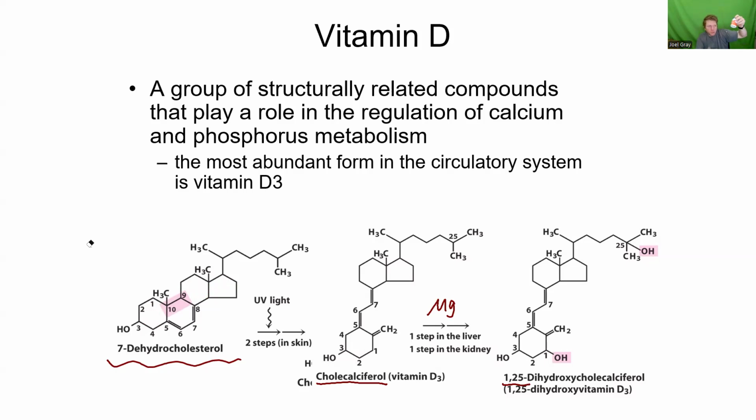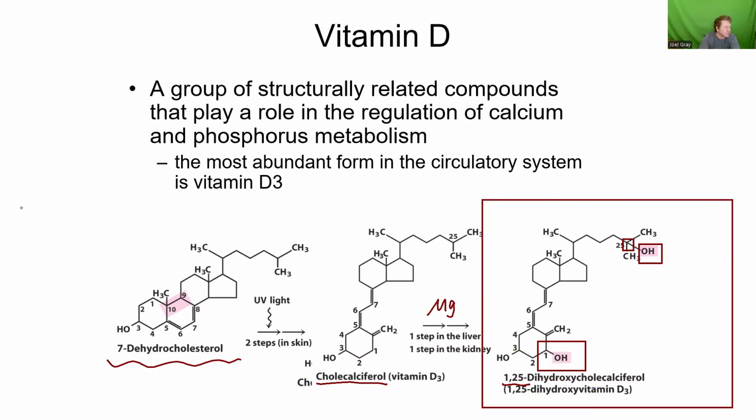So basically, I took a bunch of that cholecalciferol, now a 3-ringed molecule, and what I'm relying on is that my liver and my kidney will add a hydroxyl group here and a hydroxyl group here, on carbon number 1 and carbon number 25. That's what I'm hoping is going to happen. This 1,25-dihydroxycholecalciferol is the form of vitamin D that's really important and functional.